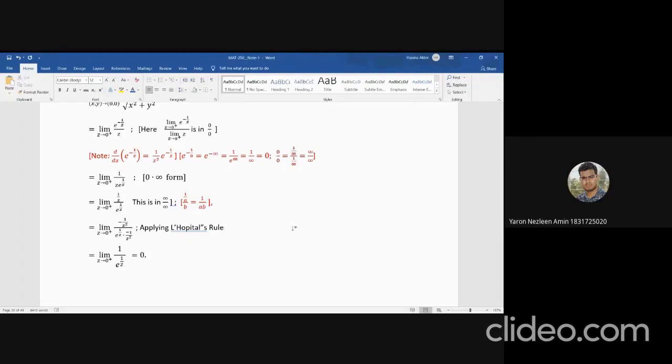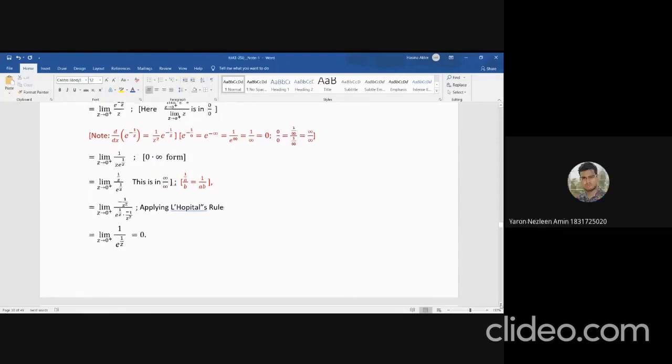Simplify as much as you can. Then try with the different form. If you have 0/0 and it gets complicated, then try with infinity by infinity. If you have infinity by infinity and it gets complicated, then change it to 0/0. Okay? If both are giving you some complications, then apply once, then change the form.